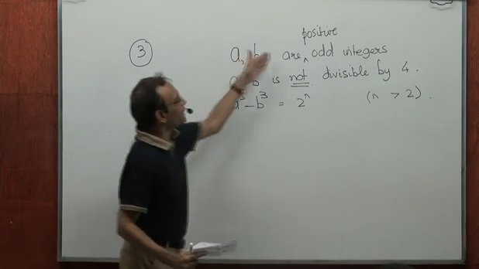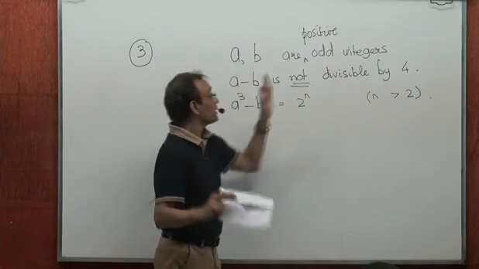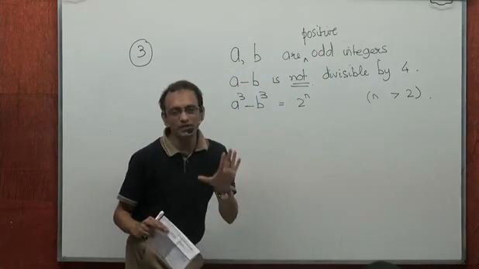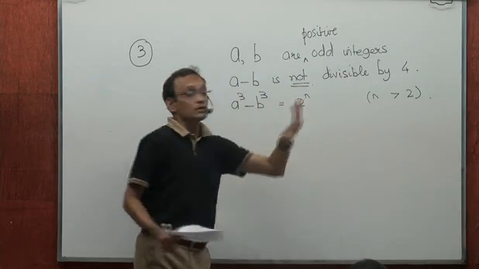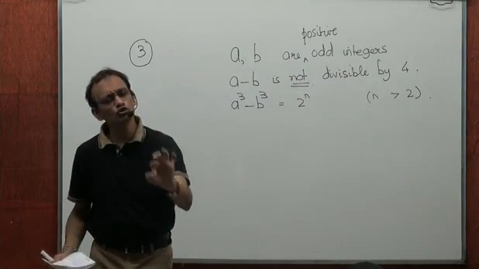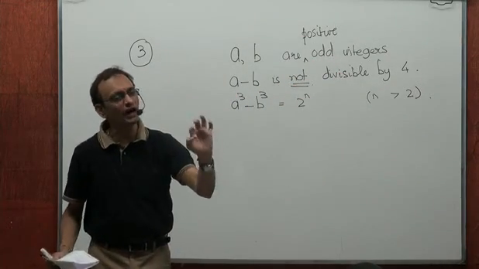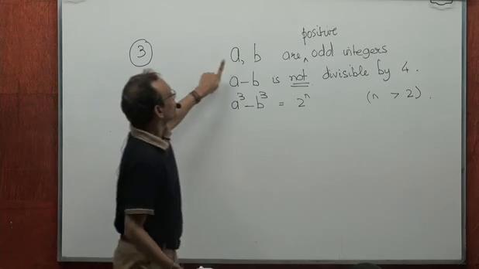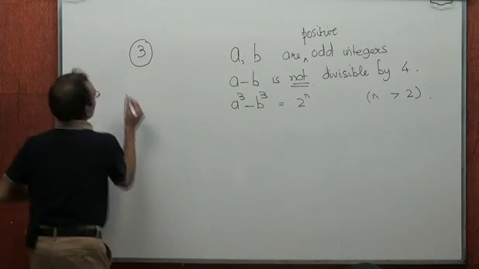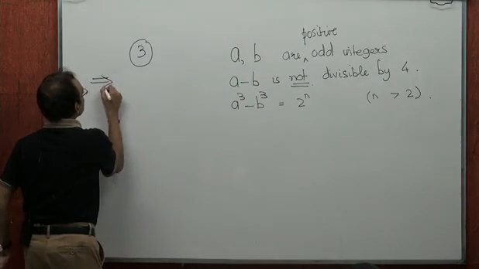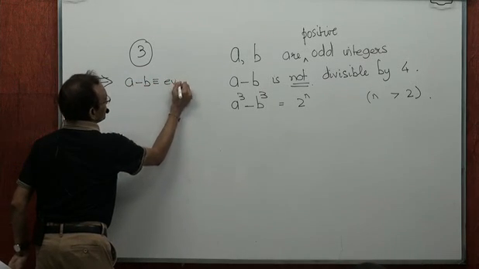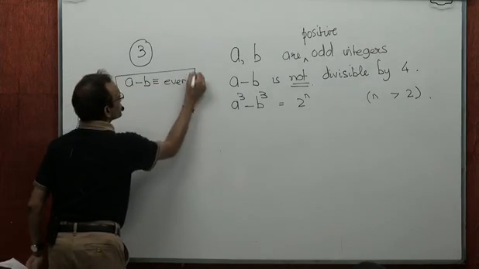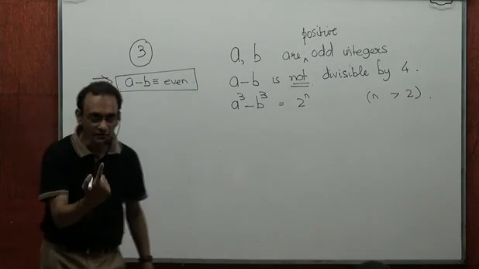A, B are odd positive integers. For sure A minus B will be even. I can't stop that. If they are odd positive integers, I can't stop. And I will also assume that they are distinct. If they are odd positive integers, what can't be changed, if A and B are distinct, is the fact that A minus B is even. That's certain, right?